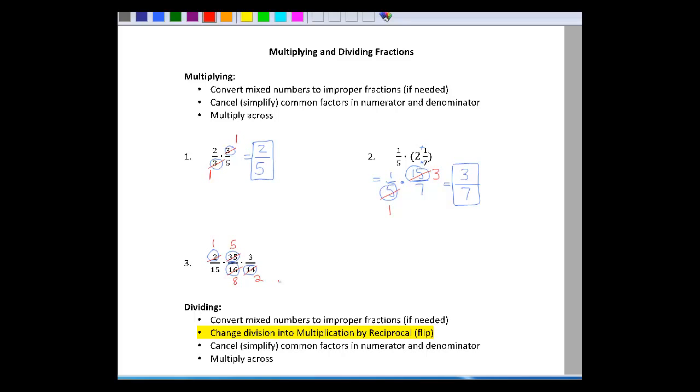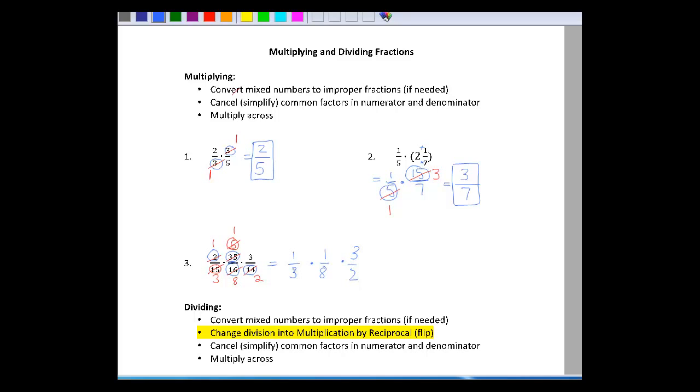And then I can keep going here. I guess the 5 and the 15, this 5 and this 15 have a common factor of 5. So if I divide that by 5, I get 1. If I divide 15 by 5, I get 3. So now I'm starting to get a little bit of a mess here. So let me write down what I have. I have 1/3 times 1/8 times 3/2.